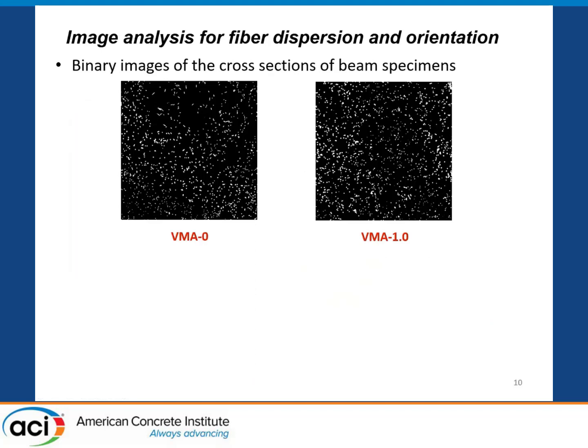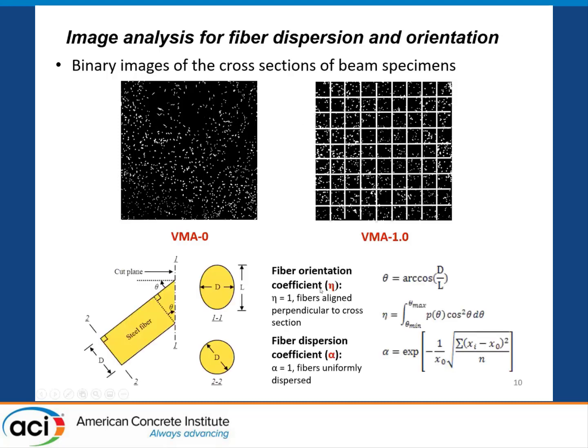So we use the binary images of the cross sections of the beam specimens to evaluate the fiber dispersion and orientation. As you can see here, with the mixtures with different VMA dosages, the fiber distribution is different. And we use eta as the fiber orientation coefficient. When eta is close to 1, it means the fibers are perfectly aligned along the tensile direction. And we use alpha as the fiber dispersion coefficient. When alpha equals 1, it means the fibers are perfectly uniformly dispersed.